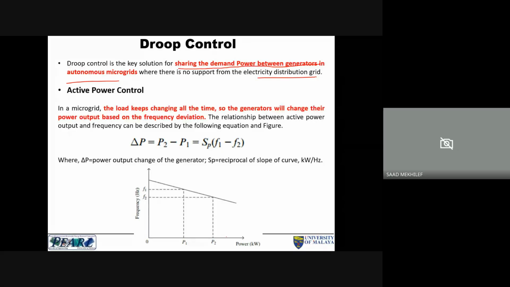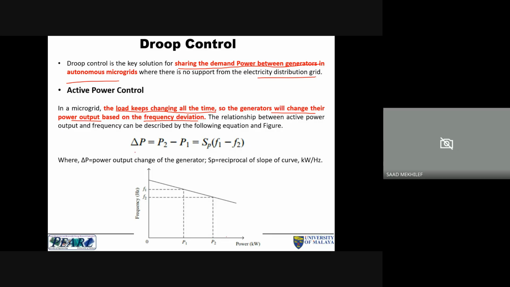So under the droop control, we have what we call the active power control. In this droop control, the first one is to keep the load changing. As we know, the load is changing all the time, so the generators will change their power output based on the frequency deviation. This is the key equation, or the key formula, of the droop control.